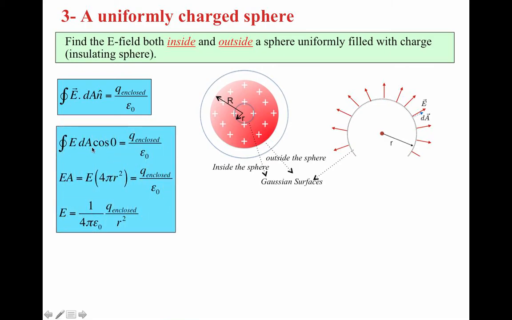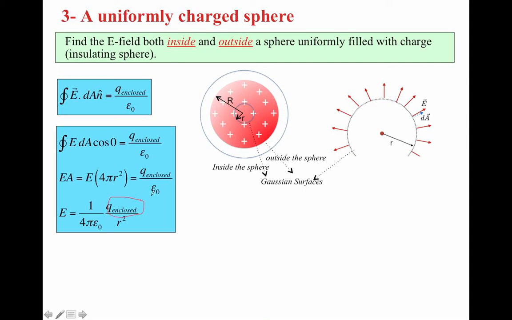So E dA cosine 0 is equal to Q enclosed over epsilon. That means EA, because E is constant and A is constant, and A is equal to 4 pi r squared. So the electric field is equal to 1 over 4 pi epsilon Q enclosed divided by r squared. The only challenge I have now is to find Q enclosed.